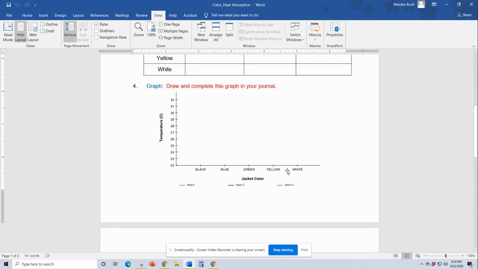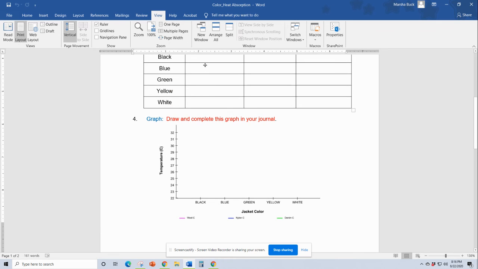This is your x-axis. You want to label it jacket color. And you want to go ahead and write in black, blue, green, yellow, and white. Now, the computer simulation we're going to use in a minute does a very nice thing for you. It's actually going to make the graph for you. You will be doing the experiment, and I'll show you in a minute. You're going to be putting these numbers in.